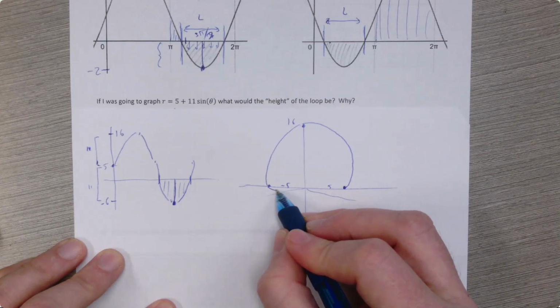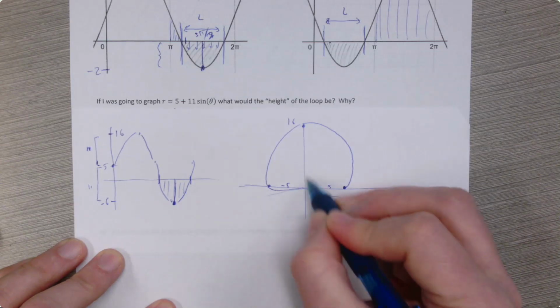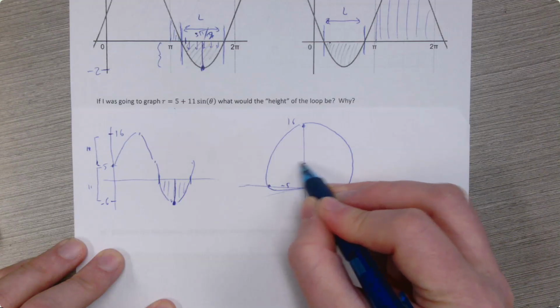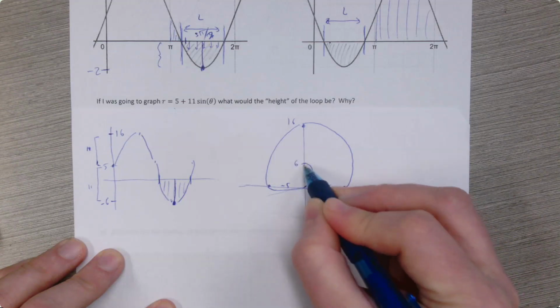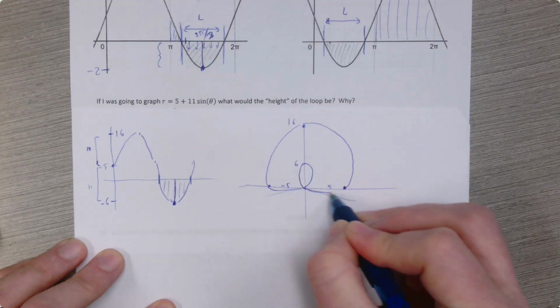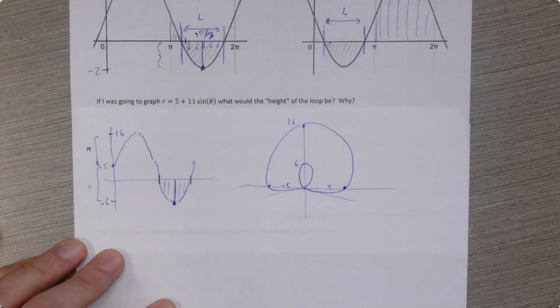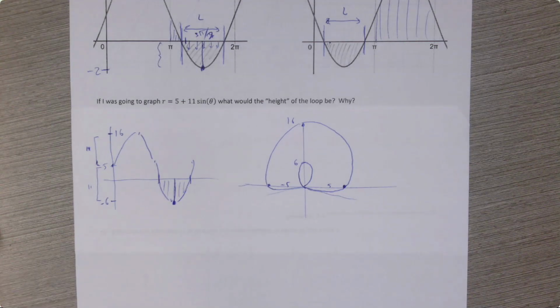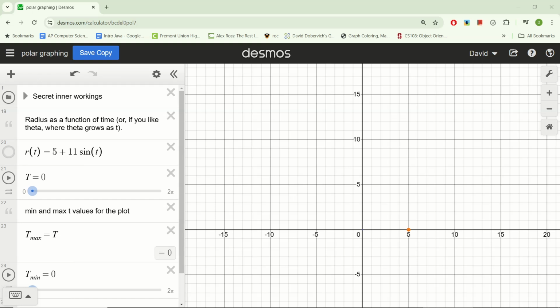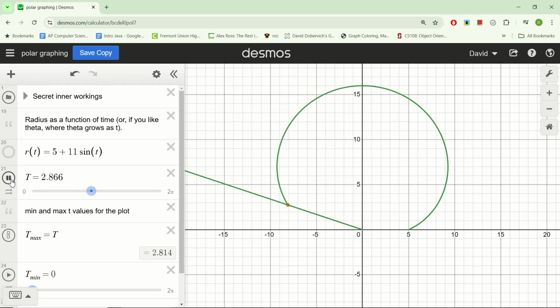Then the radii go to 0, and then we're going to draw a loop that makes it all the way up to 6, and then back out again. Something like that. Okay, so satisfying curiosity, let's just see how badly my drawing went. Okay, here's 5 plus 11 sine theta. We go all the way up to 16, back down to 5, draw a loop up to 6, and then back.